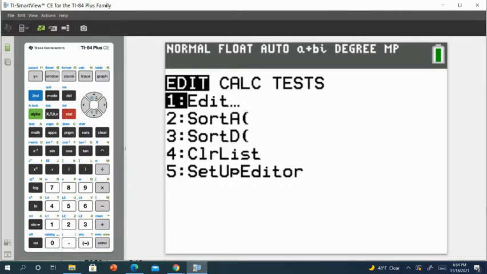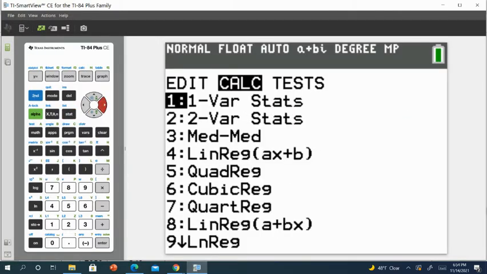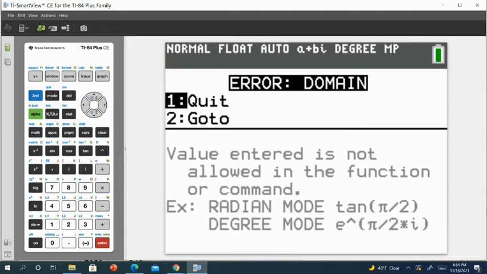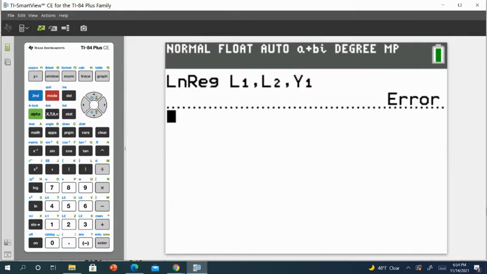Go back to stat, arrow over to calc. Log is number 9. Enter, enter, enter. Alpha trace. Enter, enter, enter. And it won't do it. So obviously it's not log. So let's go back and look at something just real quick.